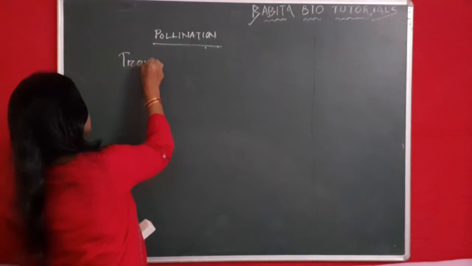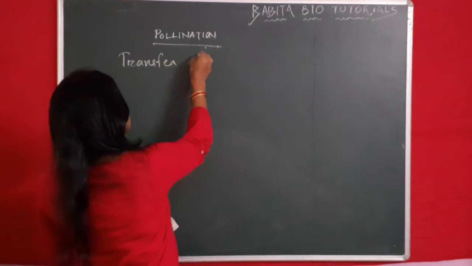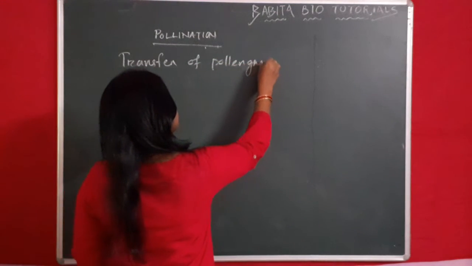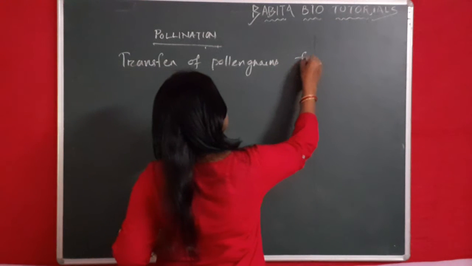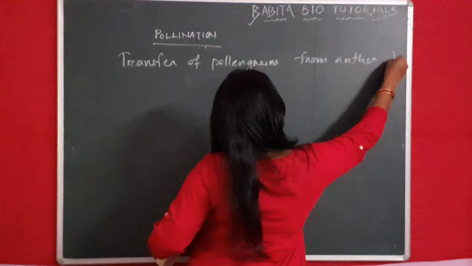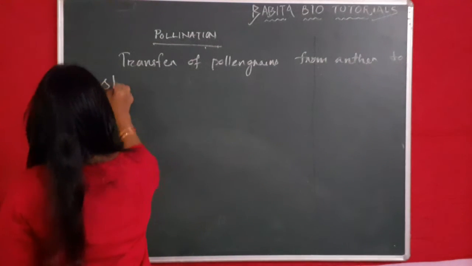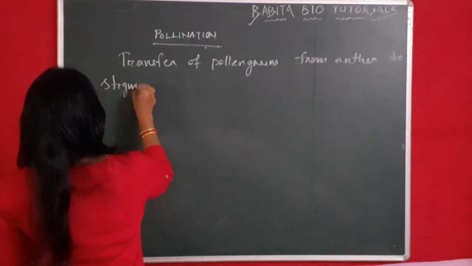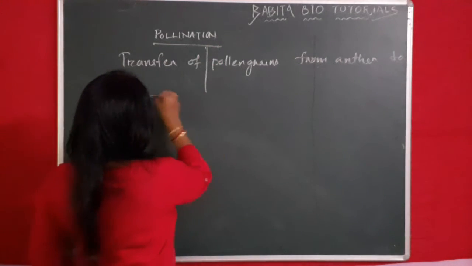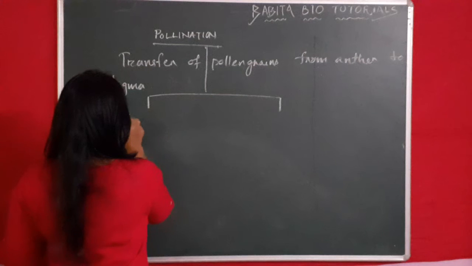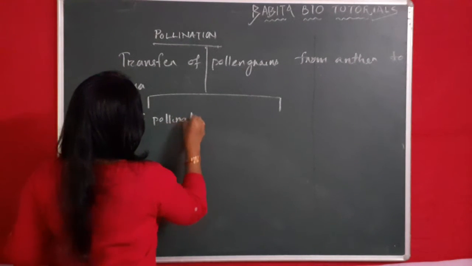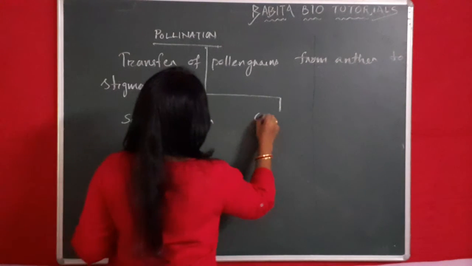Transfer of pollen grains from anther to stigma is known as pollination. Pollination is of two types. One is self-pollination and the other is cross-pollination.